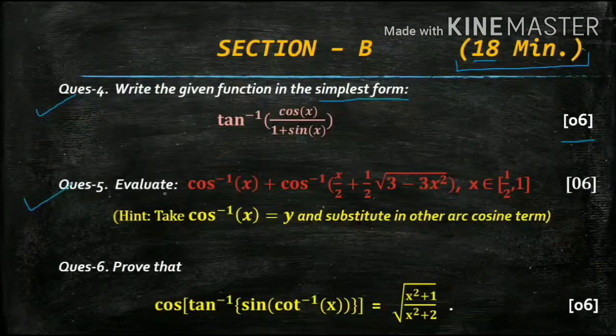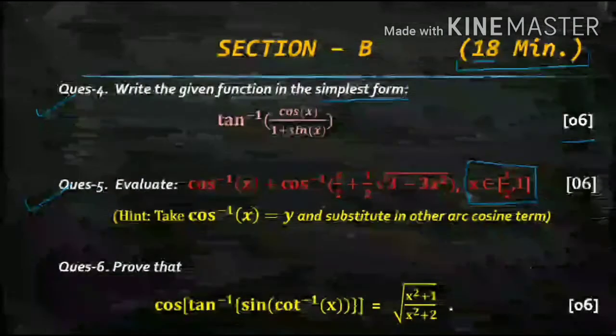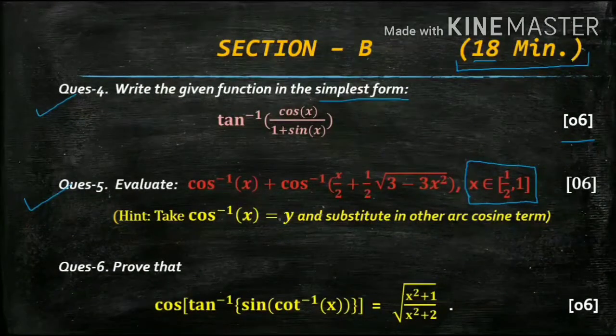Question number 5 is asking you to evaluate this expression: cos inverse x plus cos inverse of x by 2 plus half into root of 3 minus 3x square. Now this is the important thing, x belongs to the closed interval half comma 1 only. So you might be using this, if not then no problem.